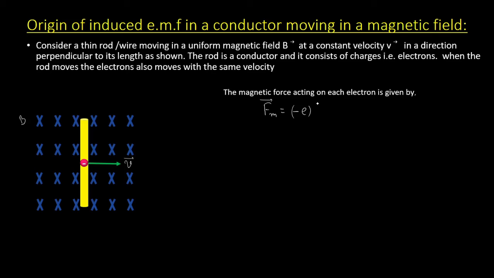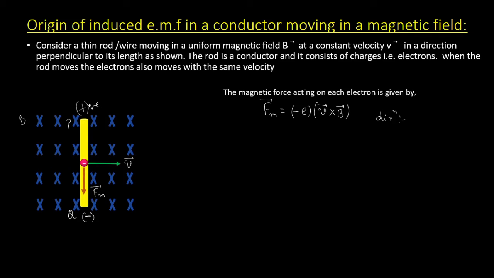And what about the direction? The direction is given by Fleming's left hand rule, and we know that in this particular case, because it is a negative charge, the direction of the force will be downwards. So there is a force which is trying to push all the electrons towards the end of the conductor. If I name the conductor as PQ, all the electrons are pushed towards the corner Q. And because of this, the side Q will develop a net negative charge, and the side P will develop a net positive charge.